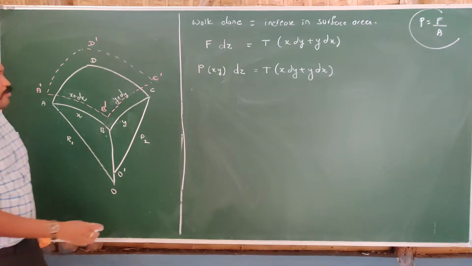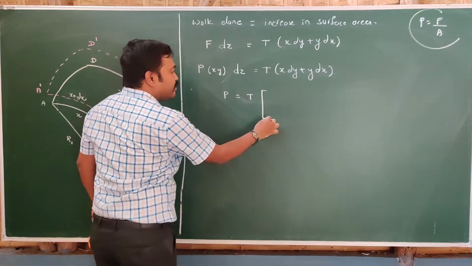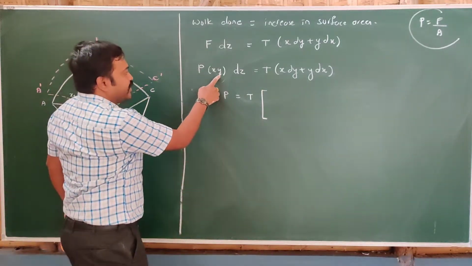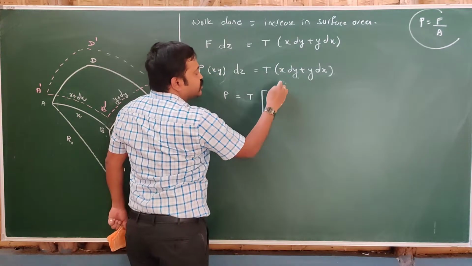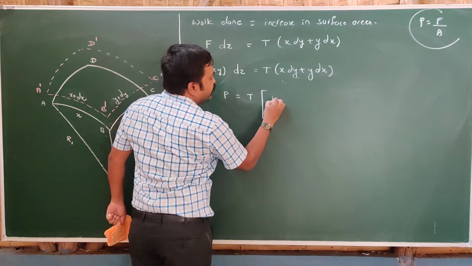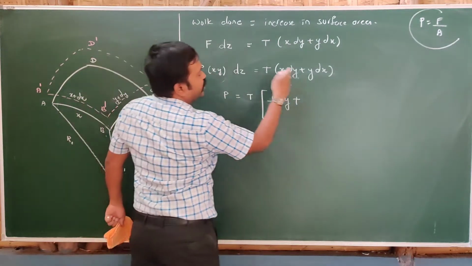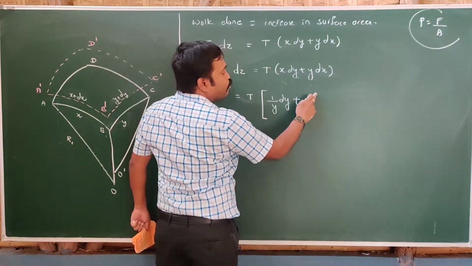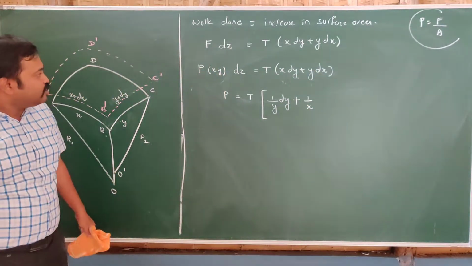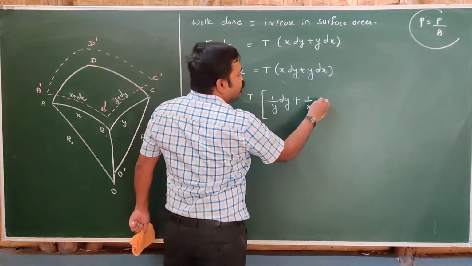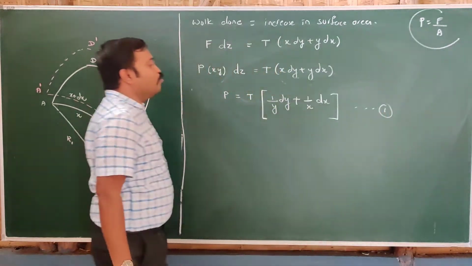Now, let me find the expression for P. P is equal to, let me write T here. Let me bring this xy to the denominator. If I take x, y, x will get cancelled. What do I get now here? 1 by y dy plus, if I bring xy to here, y will get cancelled. What do I get? 1 by x dx. And let me take it as question number 1.